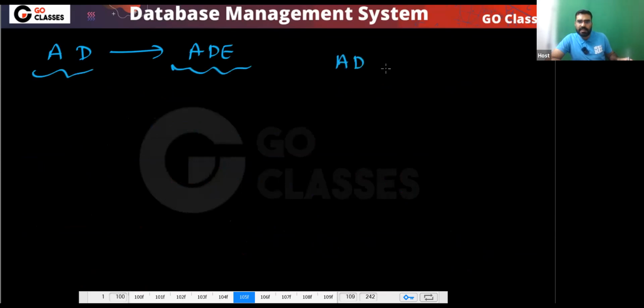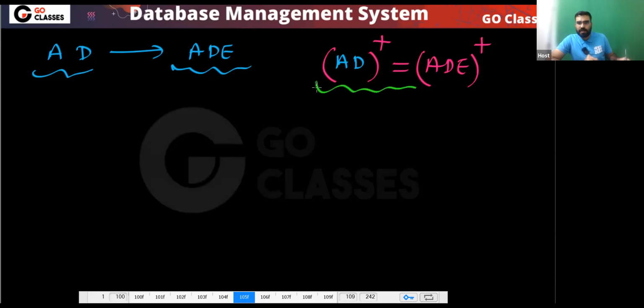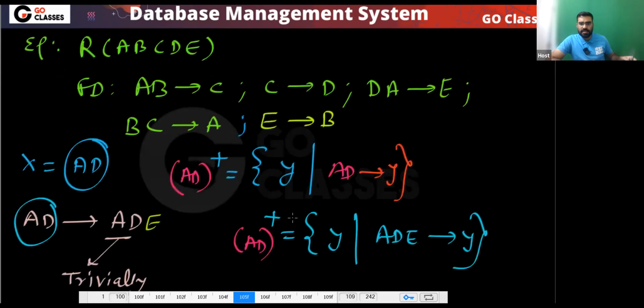that AD closure will be equal to what? That will be ADE closure, right? Now I can say AD closure, what AD can determine, that will be same as ADE closure. So very simple, this is the definition. Whatever ADE can determine, that also we will put.